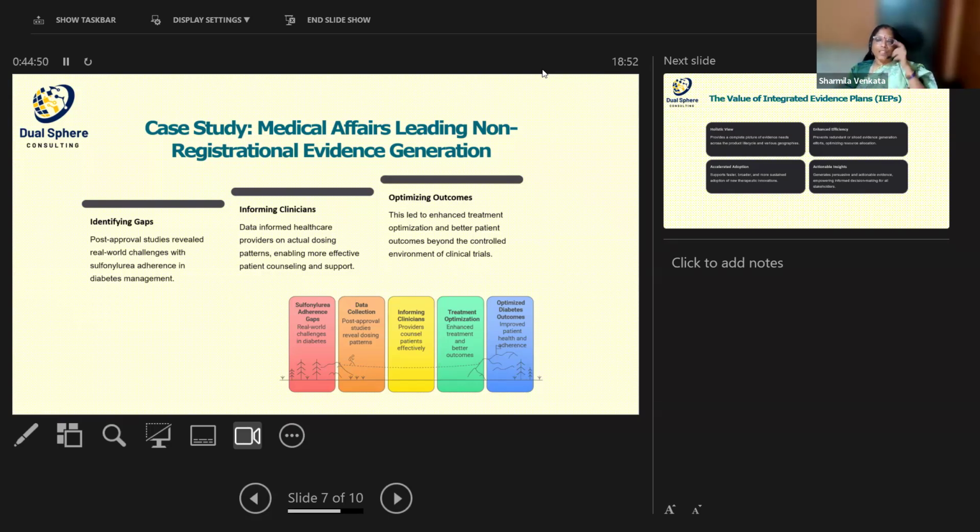Another example is that real world studies might show that patients stop taking blood pressure medications due to dizziness or fatigue. Okay, these are the side effects. They don't always mention them in short clinical visits. So sharing that pattern with clinicians could lead to switching to better tolerated drugs or providing patient education on managing side effects.